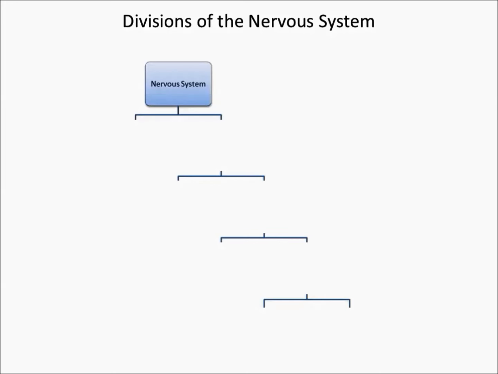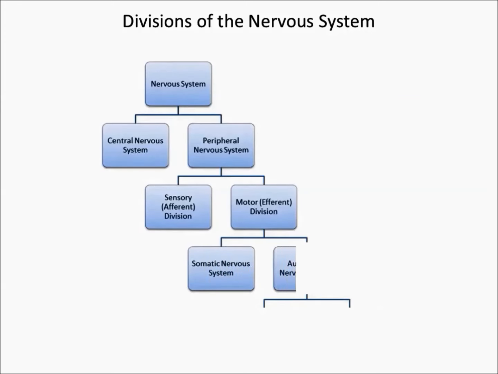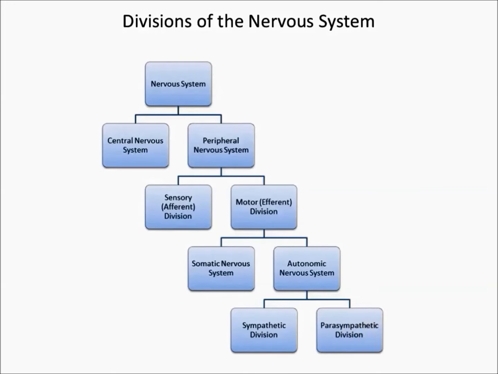The nervous system has 2 major divisions. The first division is the central nervous system. The second division is the peripheral nervous system. And the peripheral nervous system can be further subdivided into the sensory division and the motor division. And the motor division can be further subdivided into the somatic nervous system and the autonomic nervous system. And finally, the autonomic nervous system can be subdivided into the sympathetic division and the parasympathetic division.